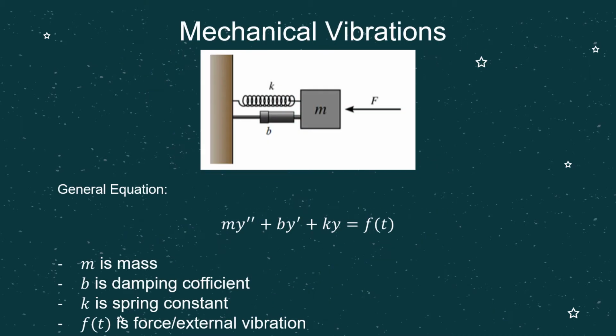So for mechanical vibrations, the general equation will be my'' plus by' plus ky equal to f(t), where m here is mass, b here is the damping coefficient, K here is the spring constant, and the last one, f(t), is the external force or external vibration.